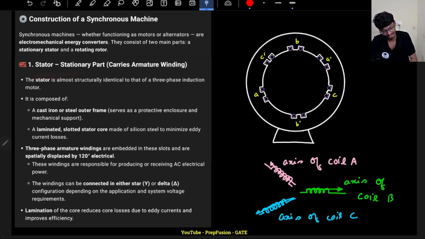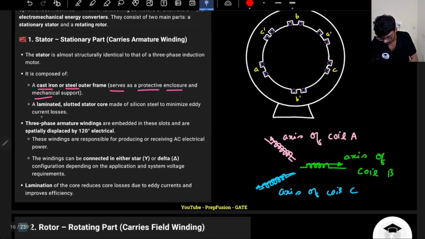So the stator is a stationary part that carries the armature current. It is almost structurally identical to a three-phase induction motor, because there also we provide the three-phase supply on the stator side only. It is composed of a cast iron or steel outer frame, which serves as a protective enclosure and mechanical support.